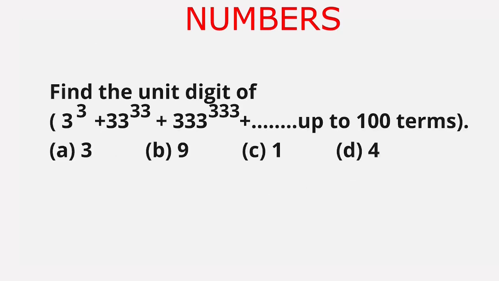Our question is, find the unit digit of 3 to the power 3 plus 33 to the power 33 plus 333 to the power 333 plus, and this goes up to 100 terms. The given options are option A 3, option B 9, option C 1, option D 4.